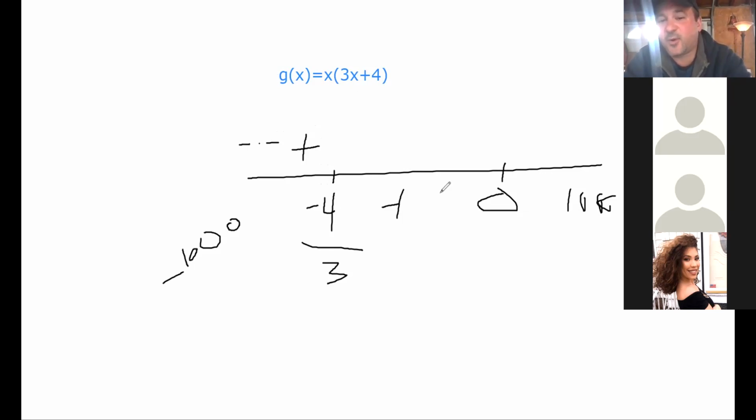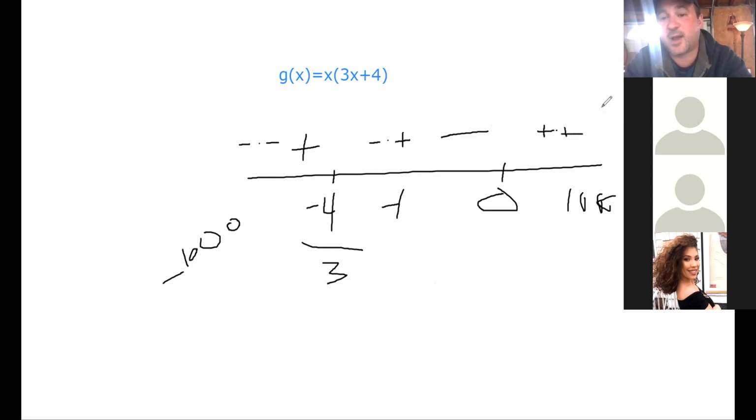In between negative 4/3 and 0, we pick negative 1. So here we get a negative number times, now because it's a small number, we've got to do the math. Negative 1 times 3 is negative 3. Negative 3 plus 4 is a positive number. Negative times a positive is a negative number. So we've got a positive and now a negative. And then when we plug in positive 1,000, we get a positive times a positive. Positive.